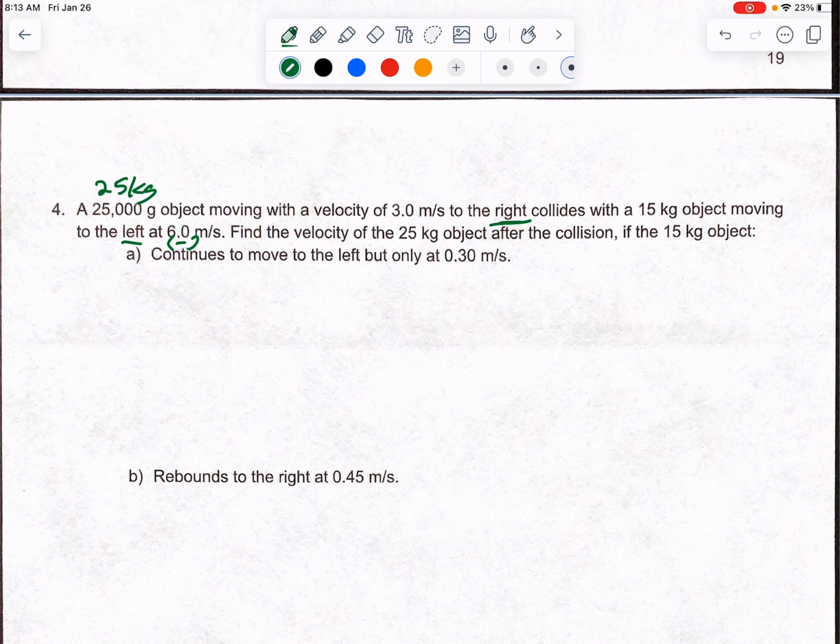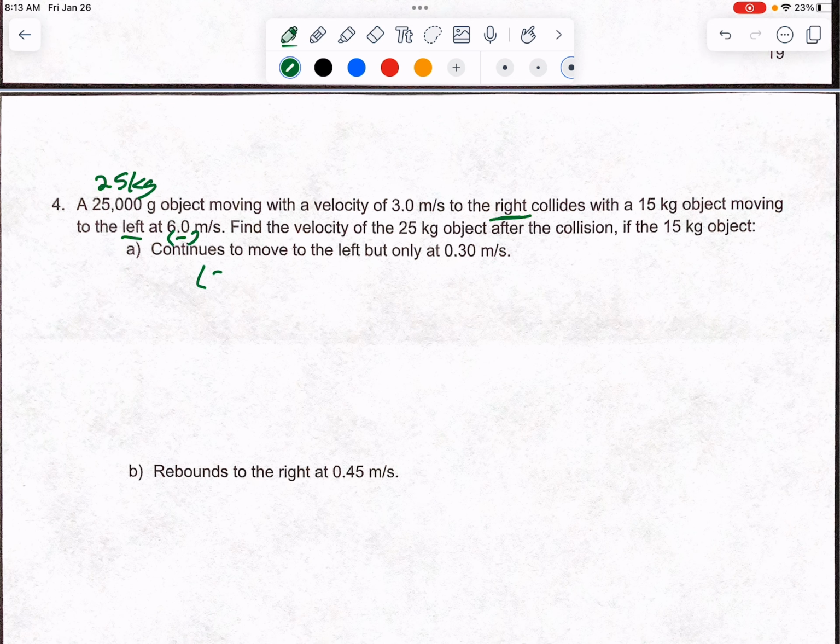Find the velocity of the 25 kilogram object after the collision if the 15 kilogram object continues to move to the left, but only at 0.30 meters per second. I didn't mention they stuck at all, so this is going to be where they're separate in the beginning and separate in the end. So you could do this: mass 1, 25, times velocity 1, we're going to say going right is positive, plus a 15 kilogram object moving to the left at 6, equals, so we're going to make that negative 6. They stay separate, so mass 1 is still 25.